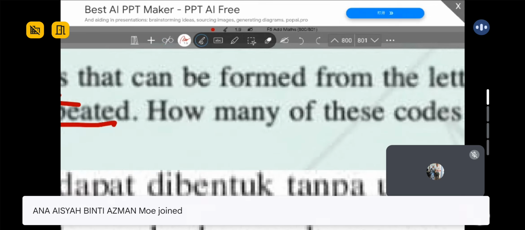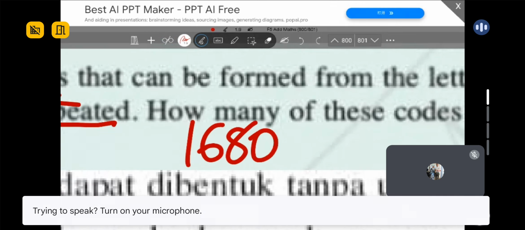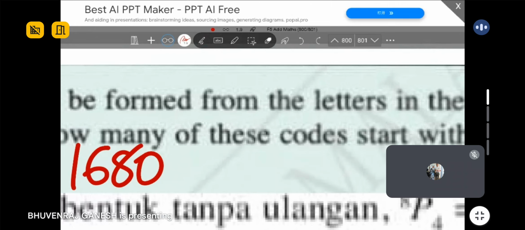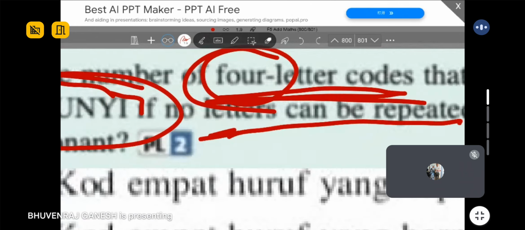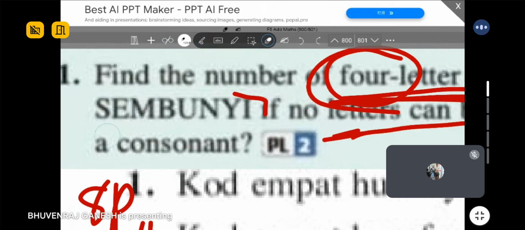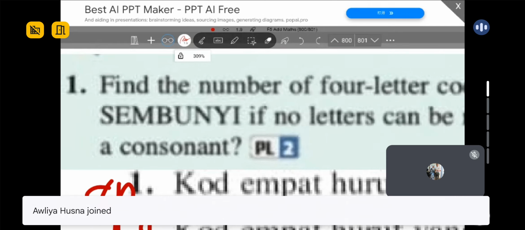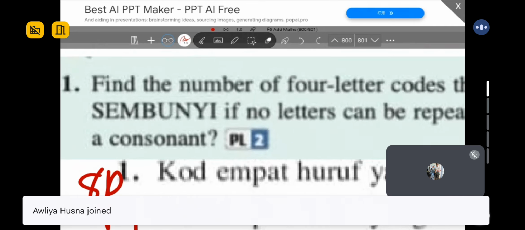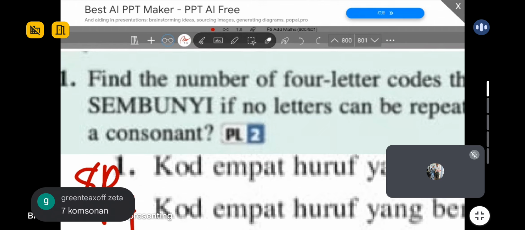Okay, so out of this 1680, second question, soalan kedua. Dia nak tahu berapa daripada yang ni mula dengan huruf konsonan. Okay, so how many of these letters start with a consonant? Okay, so how do we solve this? Anyone know? From the 1680, how many consonant we have? Berapa huruf yang kita? Okay, 7 consonant.